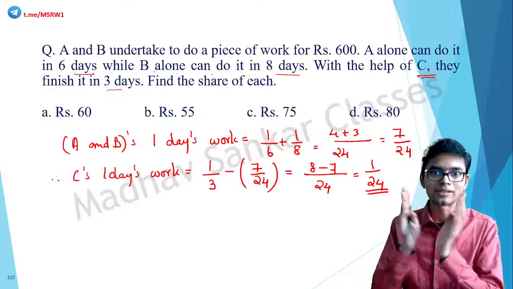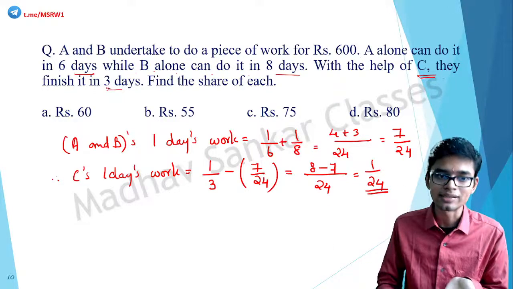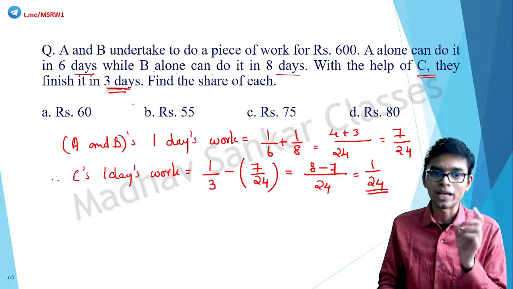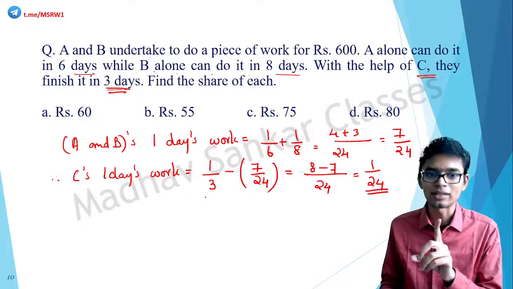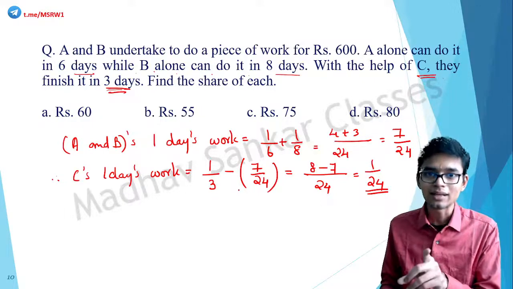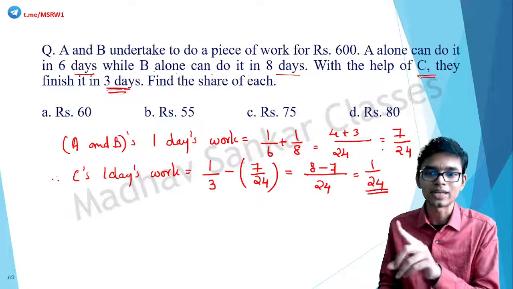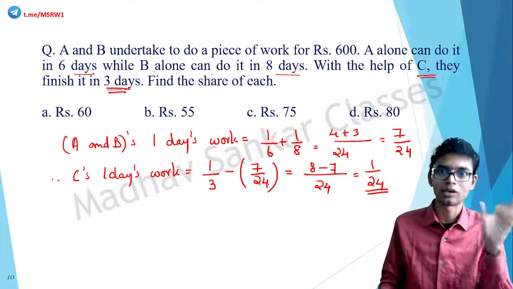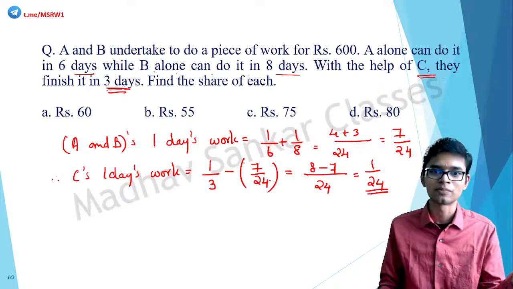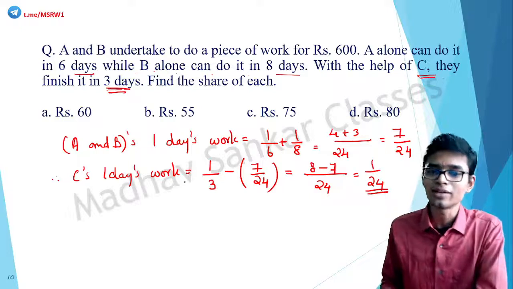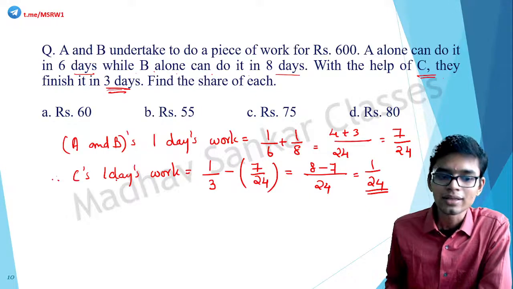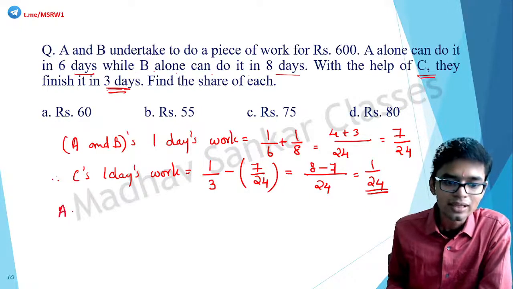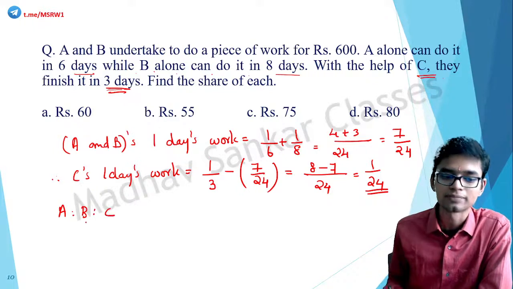A plus B plus C together finishes the work in 3 days. Okay, so A plus B plus C's 1 day's work is 1 by 3. So that minus A plus B's 1 day's work, that is 7 by 24, will give you C's 1 day's work. Okay, so that is 1 by 24. Clear?